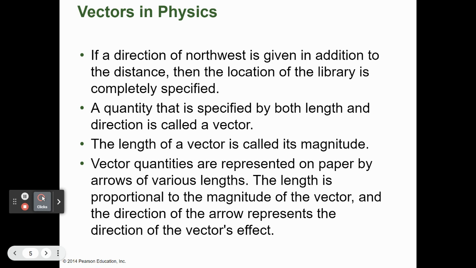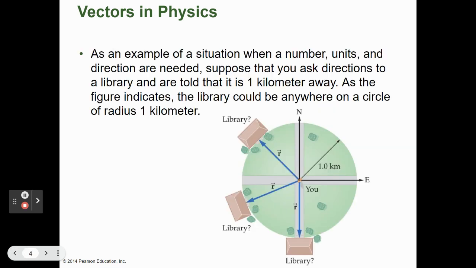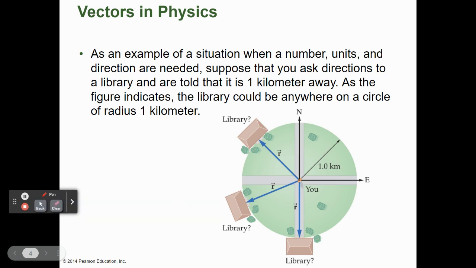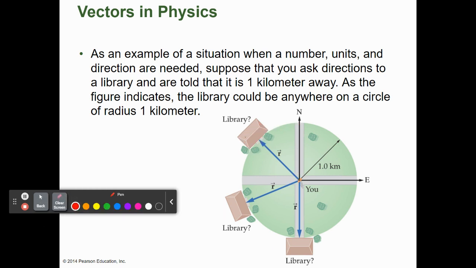So if the direction of northwest is given, in addition to the 1 kilometer, then we can know the exact location or have a better idea of the location of the library. So remember that a quantity that is specified by both a length and a direction is called a vector. So if we go back to our previous slide, and we're here and we're told, okay, we're 1 kilometer away. But if we're told we're 1 kilometer northwest, so north would be going up and then west here, we would know a little better about where that library actually is, as opposed to just being told it's 1 kilometer away. So we need both a number and a direction.